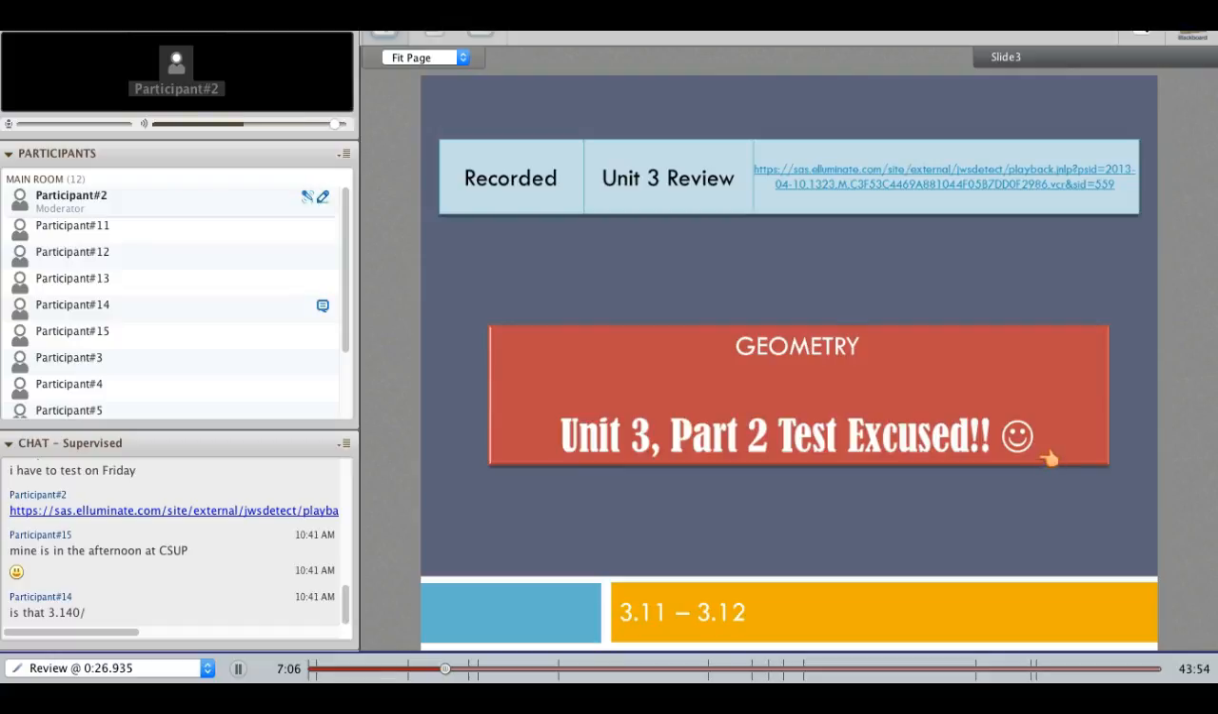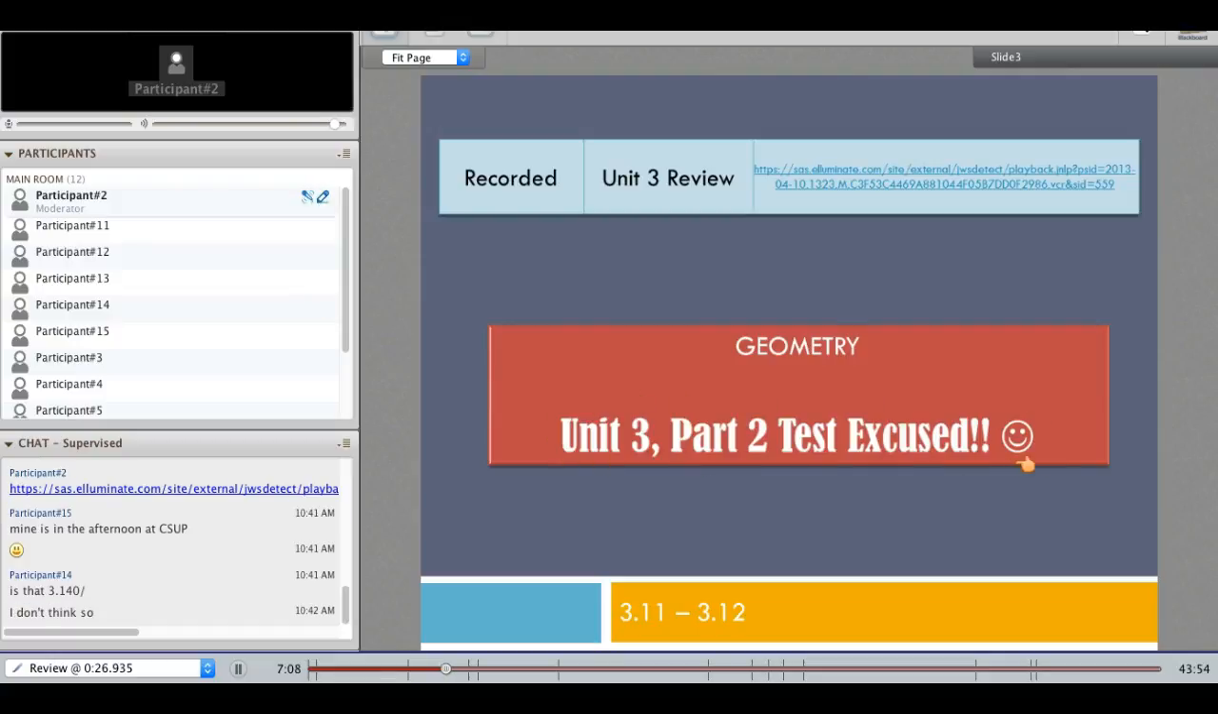And then, other exciting news, I think, for you. You probably already read this. I'm going to excuse the Unit 3 Part 2 test. Oh, Brian, I thought you'd be disappointed. Okay. So last time I mentioned that I was going to have you guys take it, but I'm just going to excuse it for you guys this time because, well, just with testing and everything going on, I think you guys will need the break.